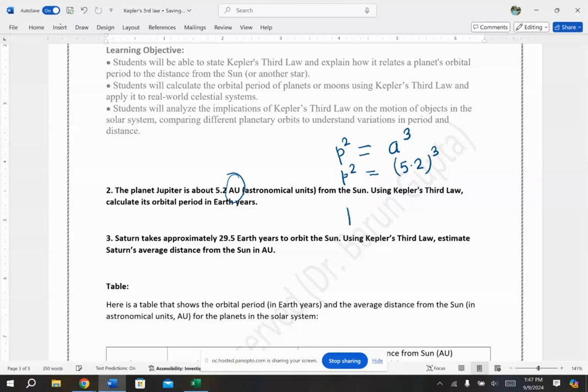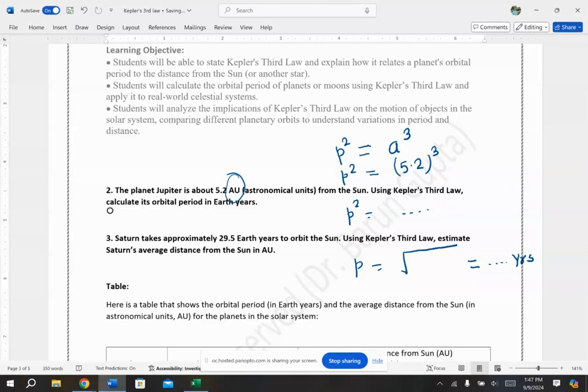And from this one, you should be able to find this number here. And then whatever number you get, because this is a square, you have to take the square root. And then you'll get a certain number, and that number will be the answer, and the unit must be in years. Okay, so that's how you solve it.